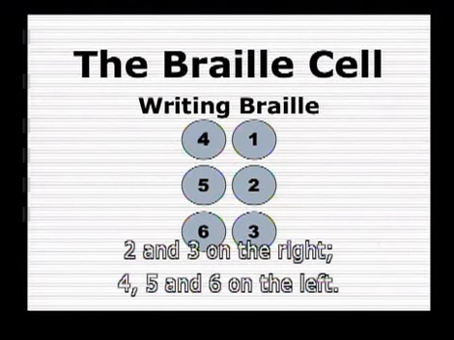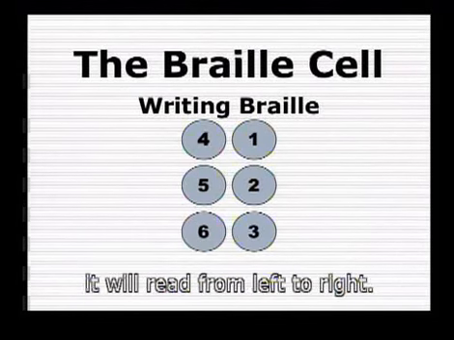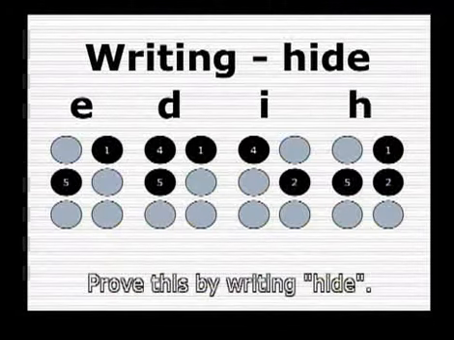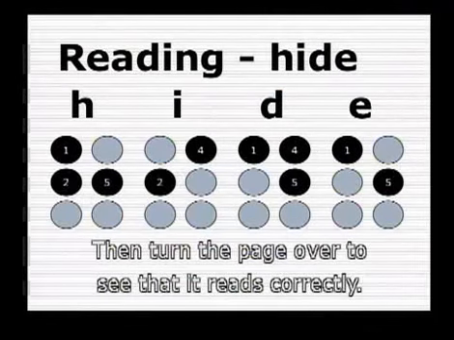When you turn the paper over and read the Braille character, it will read from left to right. Prove this by writing hide. Then turn the page over to see that it reads correctly.